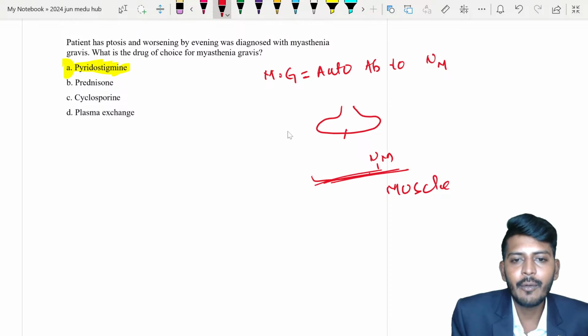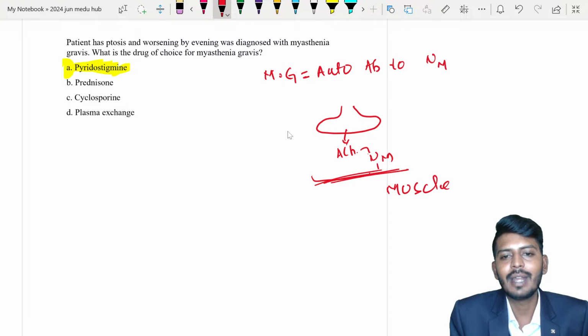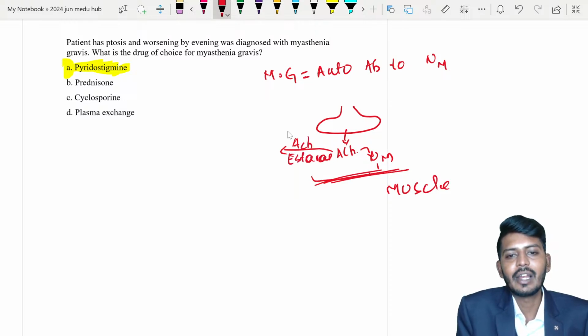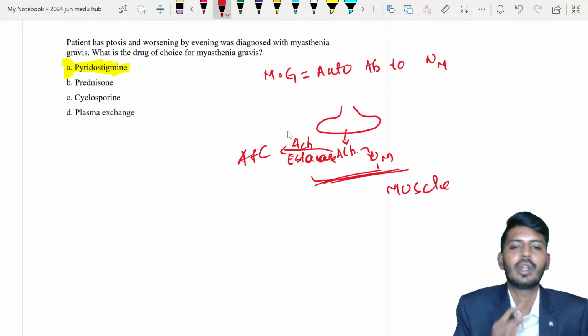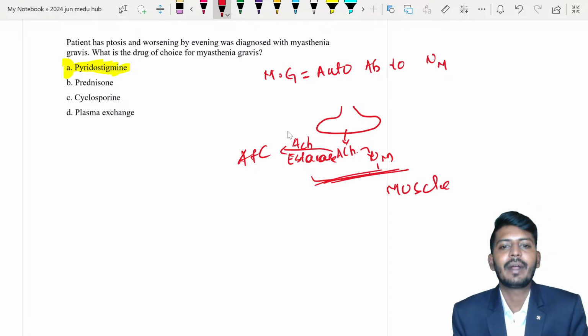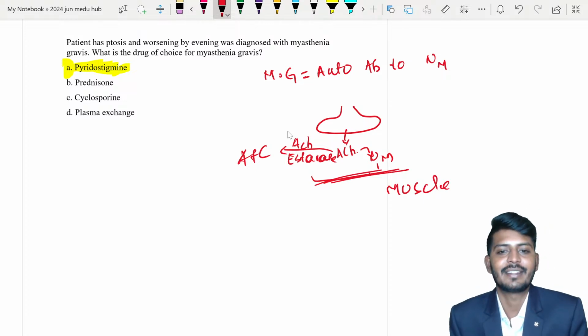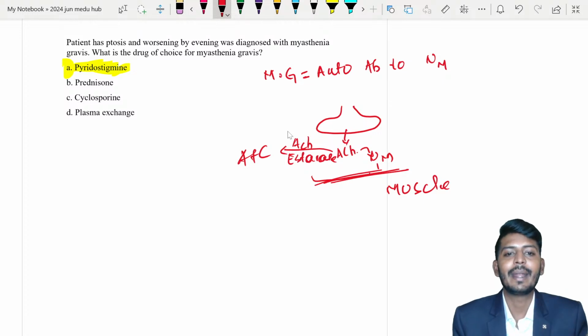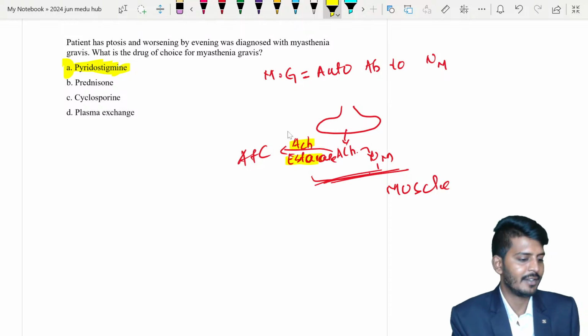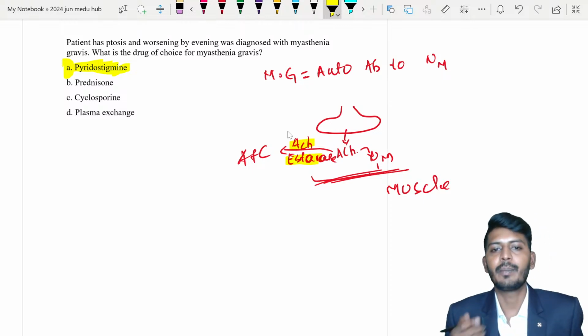So यहाँ पे क्या होता है? What will be released? Acetylcholine will be released normally. Normally acetylcholine will act on the NM receptor, and acetylcholine is metabolized by an enzyme called acetylcholine esterase into acetate plus choline. So normally acetylcholine release होता है, वो कहाँ पे act करता है? It will act upon the NM receptor. Later it will be metabolized into acetate and choline by your acetylcholine esterase. Okay. So the next important aspect.